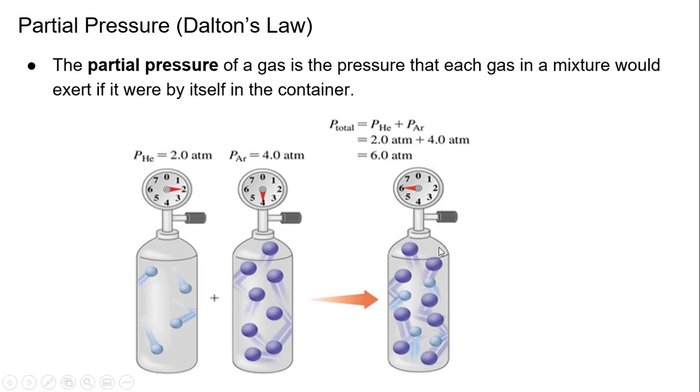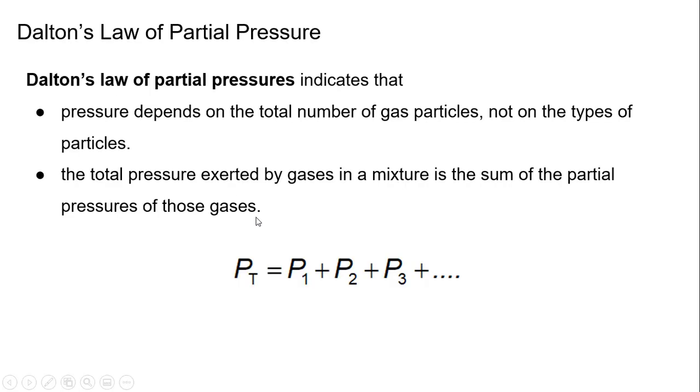So by adding these together, the partial pressure of helium and the partial pressure of argon still equals 6 atm, from the 2 atm from the helium and 4 atm from argon. So this is what partial pressure is. Pressure depends on the total number of gas molecules, not the type of particles. And the total pressure exerted in the mixture is the sum of all the partial pressures of the gases.